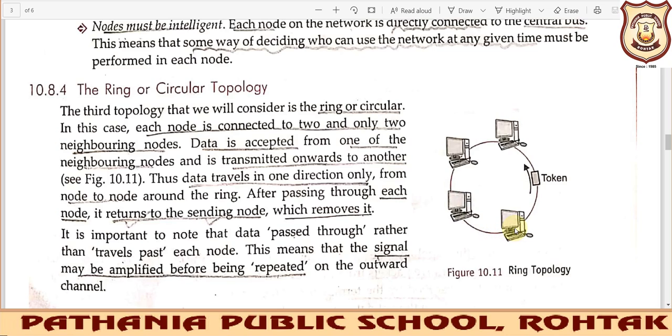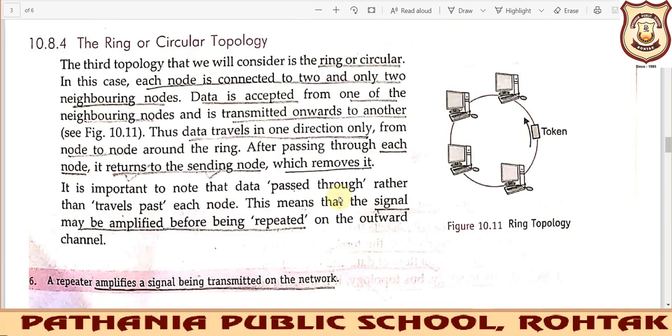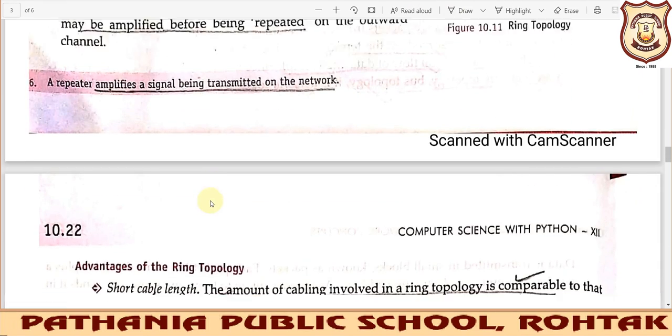Okay, so data travels in one direction only, and the direction cannot be changed. If it has been given an address and there is no computer with that address, it will ultimately remove this token from the ring, otherwise it would keep on circulating. Okay, so that can cause a problem.